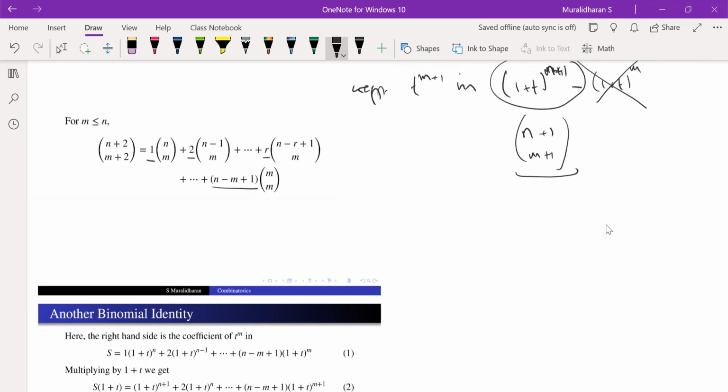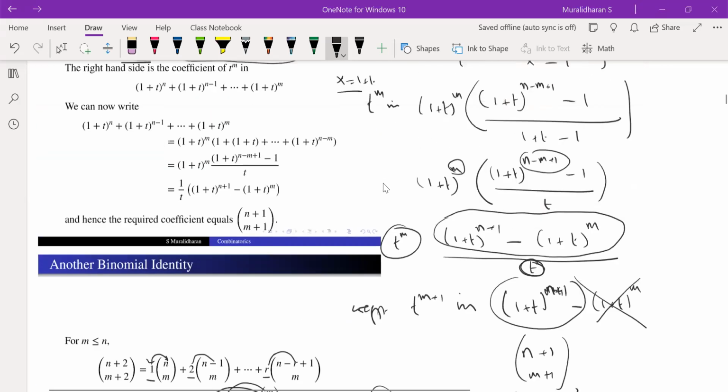Because see here, how did I get this one? Whenever I add these two, I will get n plus 1. I get n plus 1, so I should get n plus 1 here also. Therefore, I already have an m. So only when I add n minus m plus 1 plus m will I get n plus 1. So this coefficient will be n minus m plus 1. Correct? Yeah.